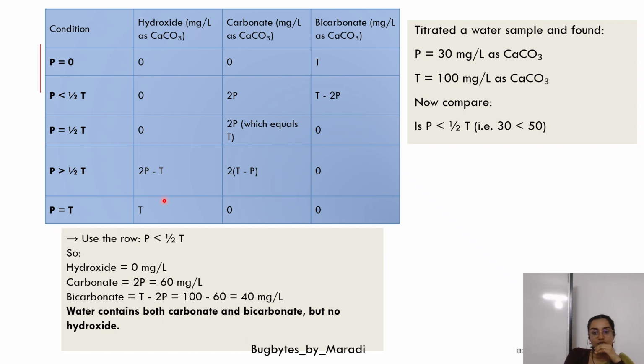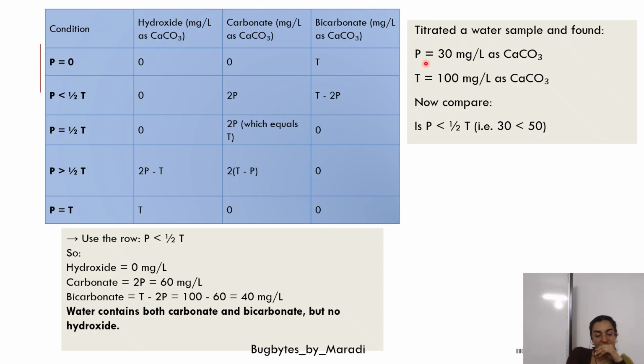So let us understand how to interpret the result. I have titled the water sample and I got P, that is phenolphthalein alkalinity, as 30, and T, total alkalinity, as 100. So we'll understand this particular result by using the table. Now here P is equal to 0, that is phenolphthalein alkalinity is 0. Now, can we use this? We cannot use this because I got the result as 30.